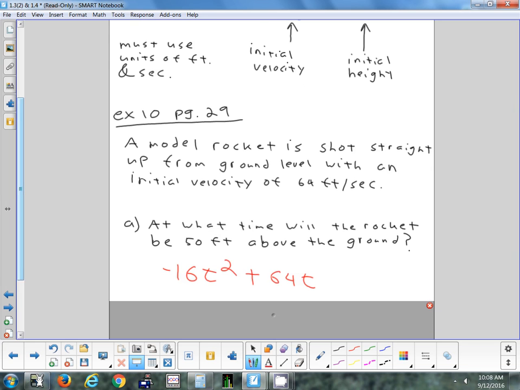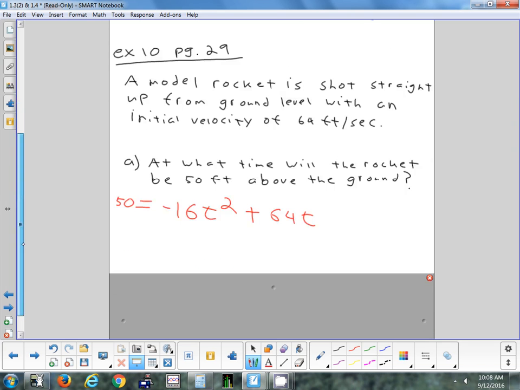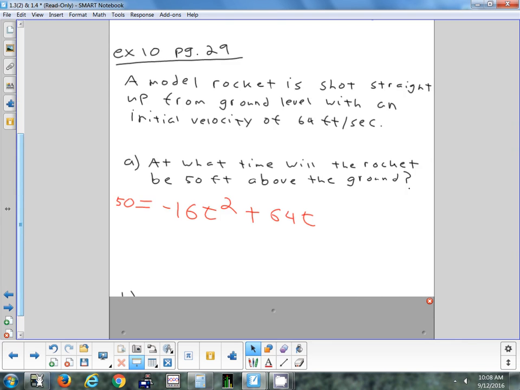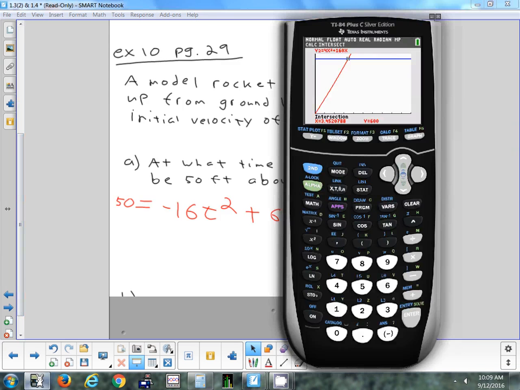Now, one way I could solve this by hand would be like we did the last problem. Set this equal to 50, because I want to know when it will be 50 feet or above, and use my quadratic formula. This time, I'm not going to go through the quadratic formula with this one. Let's graph that.